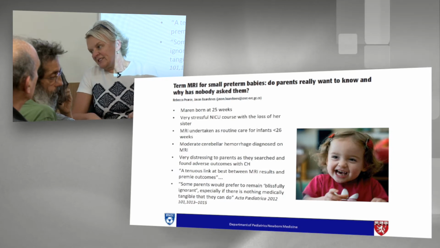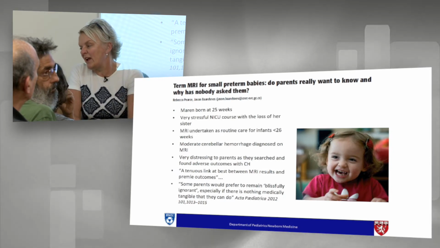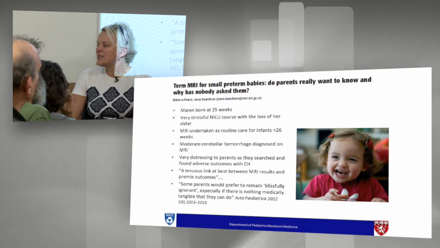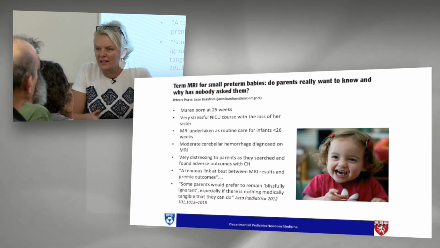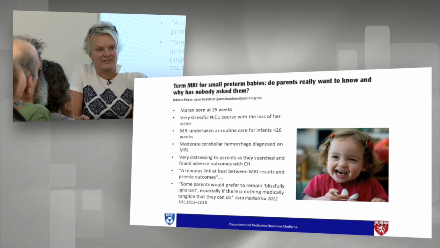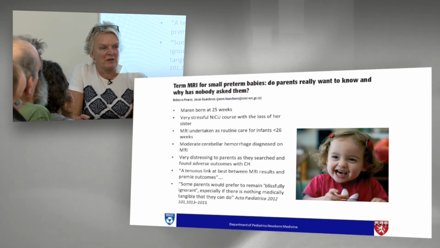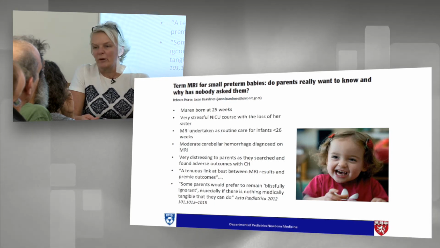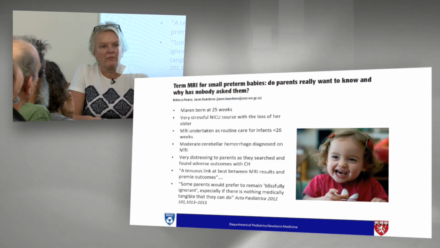Her twin sister died. The family had a very stressful NICU course, and an MRI was undertaken as routine care. Now, I'll tell you the mistake that was made: the parents never knew the baby was going down for an MRI scan. No one had spoken to them and informed them that it was part of their standard practice in their unit, the reasons why it was important for their baby to have an MRI, what it might pick up, and how that could be helpful.